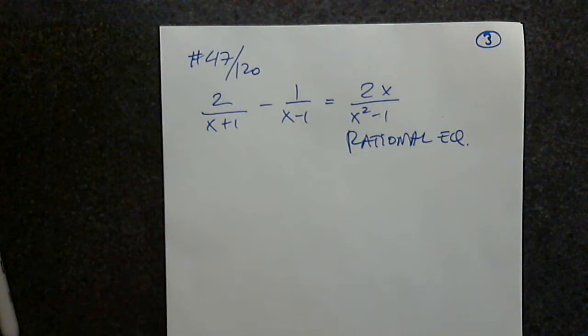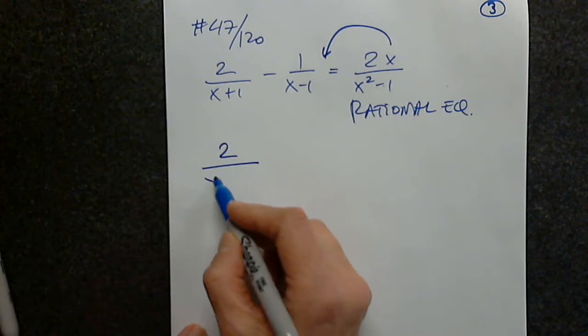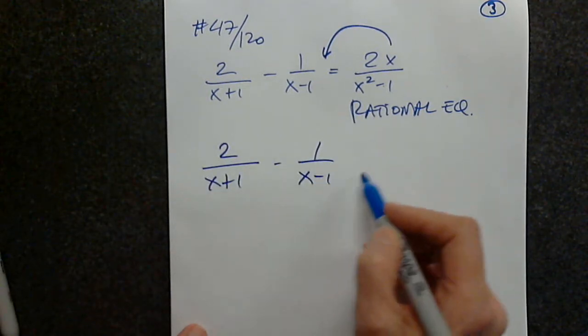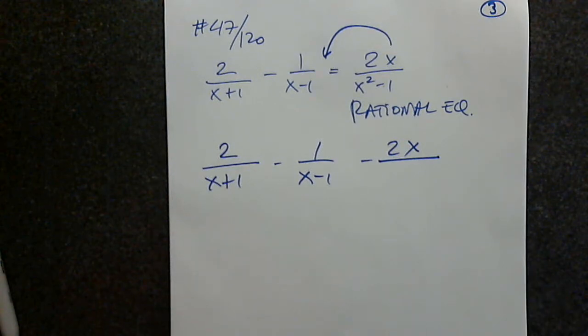Okay, I'm going to show you the method that I think is the easiest in most cases. You do not have to adopt it if you don't like it. You can use your own. If you know a different method that you are comfortable with, please use yours. Here is what I recommend as step 1. I will move this term to the other side. 2 over x plus 1 minus 1 over x minus 1 minus 2x. Of course, like before, we have to change the sign.